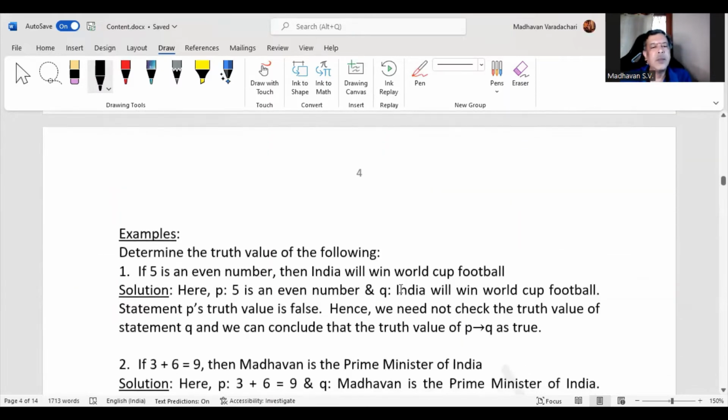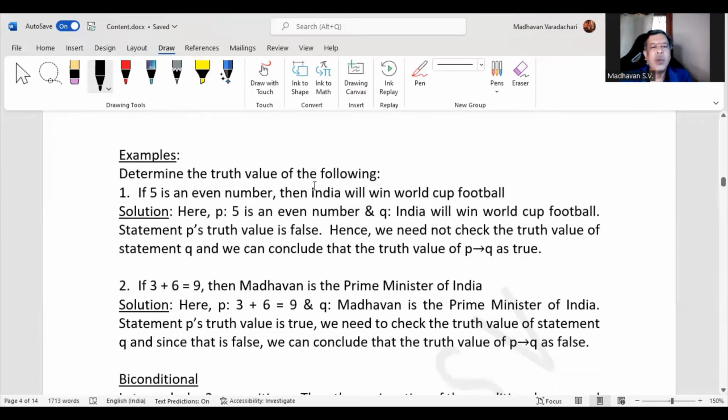Now, some examples. Determine the truth value of the following. If 5 is an even number, then India will win the World Cup final. Here we are trying to split it into two different statements because this itself is a conditional. So here our statement P will be 5 is an even number, and statement Q will be India will win the World Cup final. The statement P's truth value is false, since 5 is an even number is false itself. So we need not check the second statement's truth value in that case. We can straight away conclude P implies Q is true.